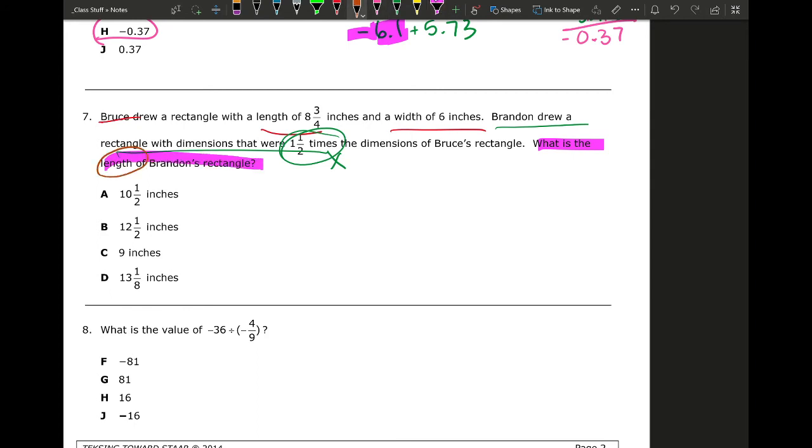Again, length, we're looking for the new length of Brandon's rectangle. So we don't care about the width right here. We don't care about that one. Unless you want to do it by finding proportions, but this case is going to be more difficult. So in this case, all we have to do is multiply. So we have 8 3/4 times 1 1/2. And I'm going to do this 2 ways.